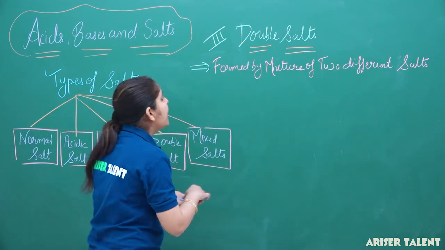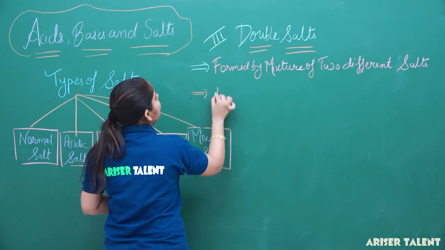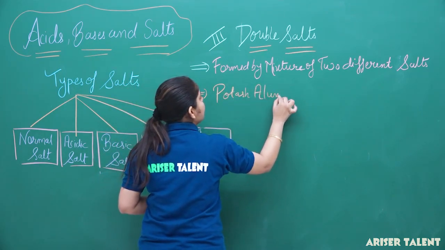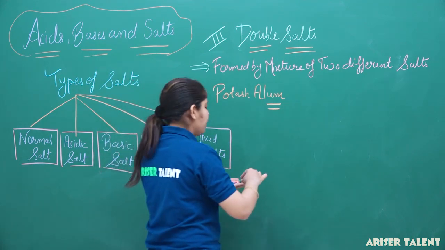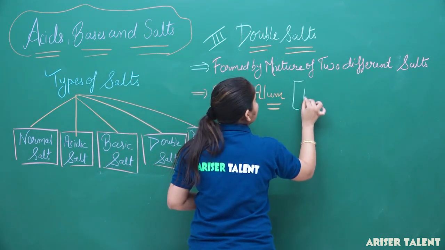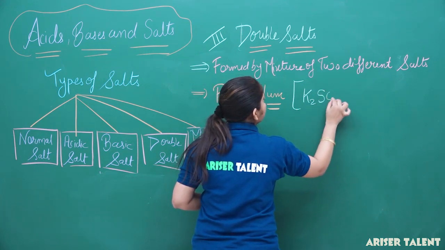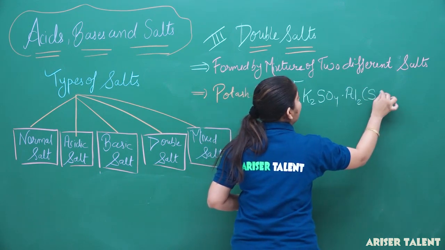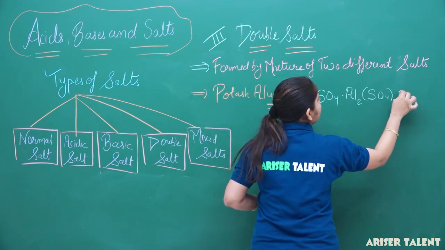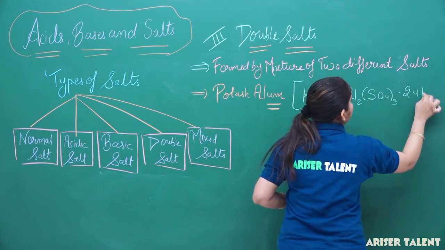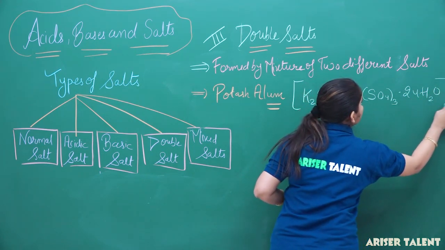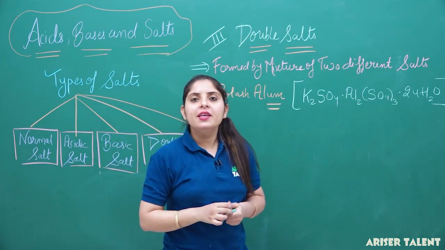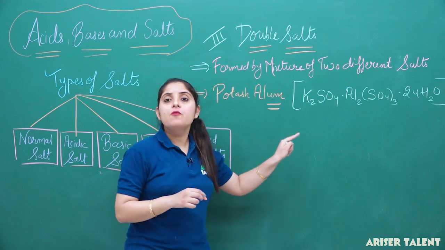So the formula for potash alum is, we have an example of potash alum. This potash alum is actually K2SO4 dot Al2SO4 whole thrice dot 24H2O. So this will be the general formula for the potash alum that we called fitkari in Hindi. So this will be the formula for potash alum.